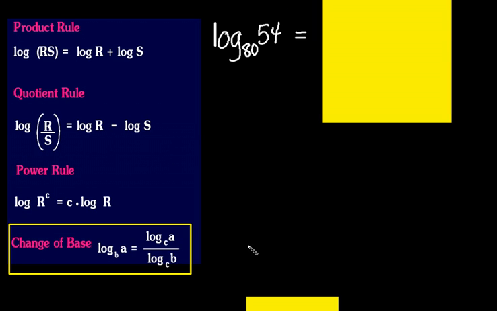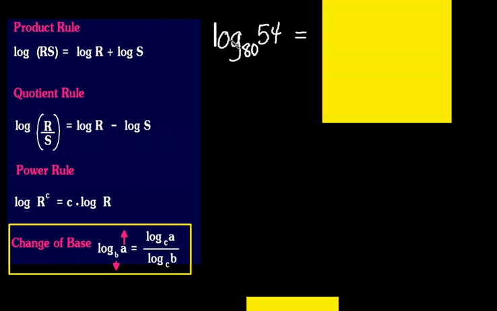The last property is the change of base property. If I don't like the base and I can't type that into my calculator, I can change the base. I can change it to whatever base I want, as long as I move this value to the numerator and move this value to the denominator. And I rewrite it with 2 separate logs, and this base has to be the same.